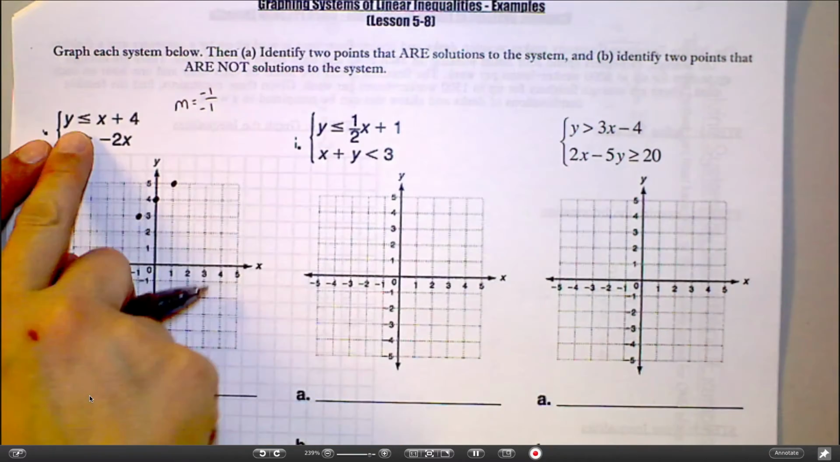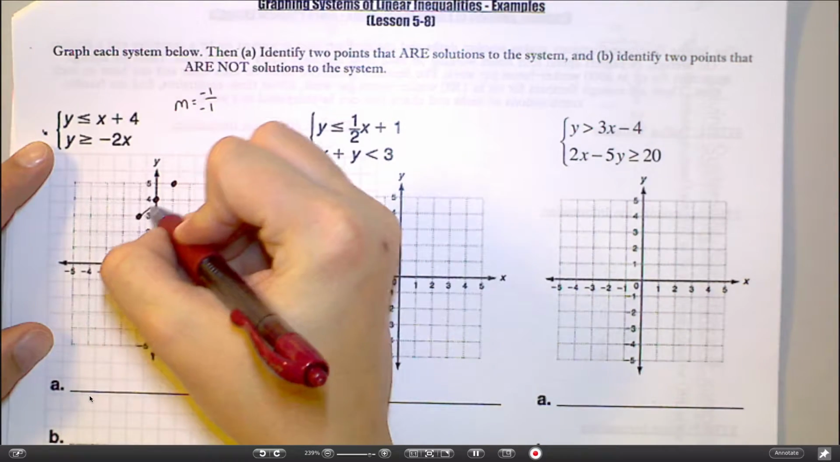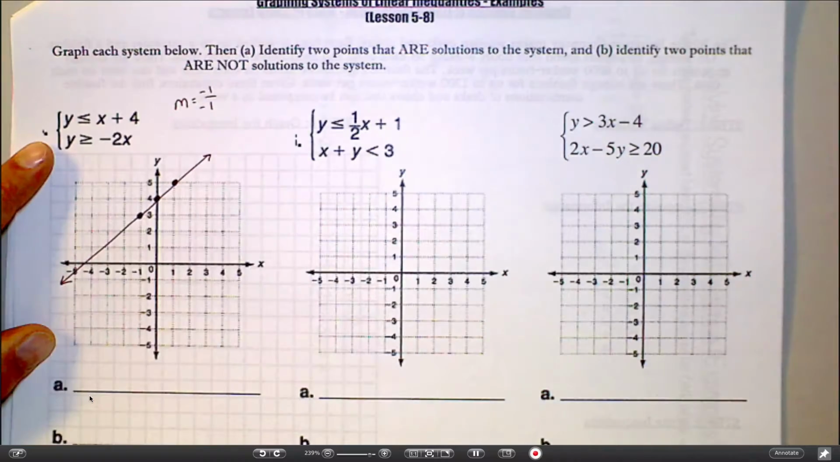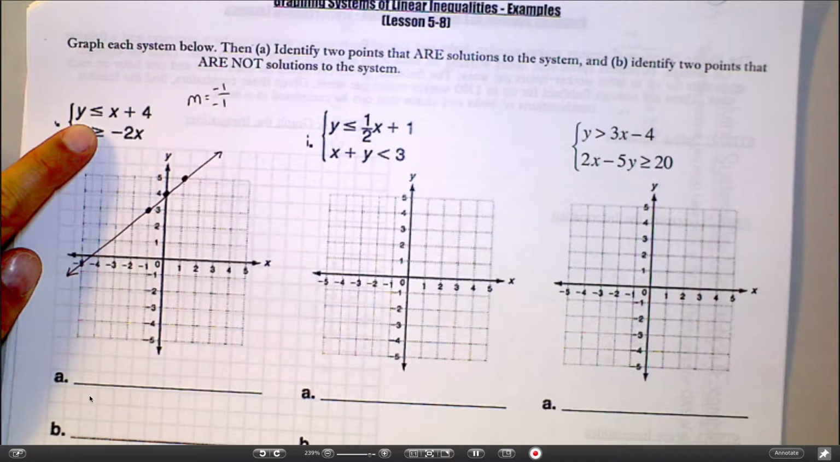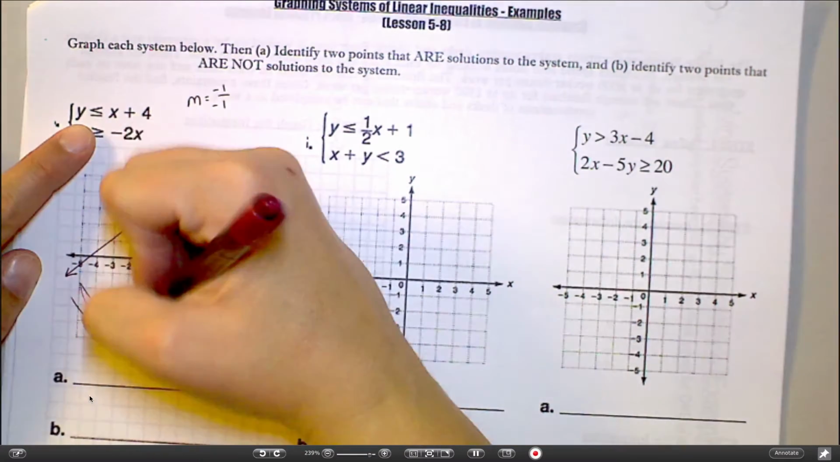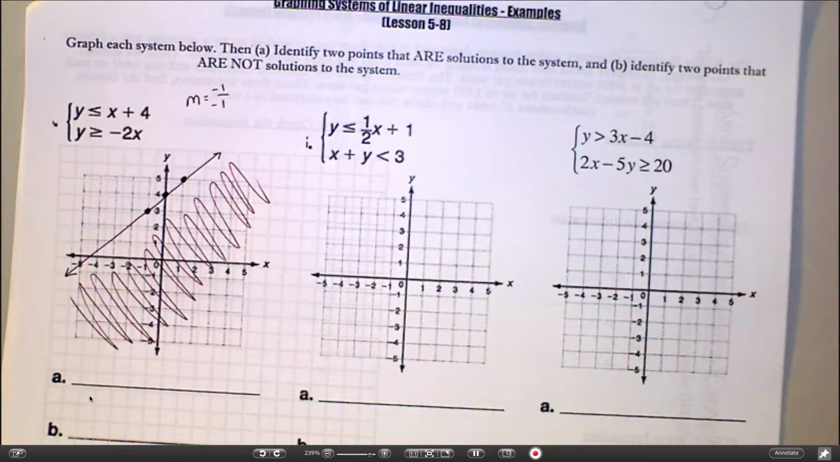Am I drawing a dotted line or a solid line here? Solid, yep. And then which way am I shading for that first one? Above or below? Okay, I can't hear you if you're mumbling it because there's trucks, but it's below. That's less than. So I'm going to shade all that.